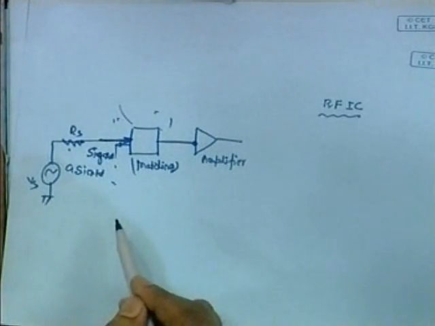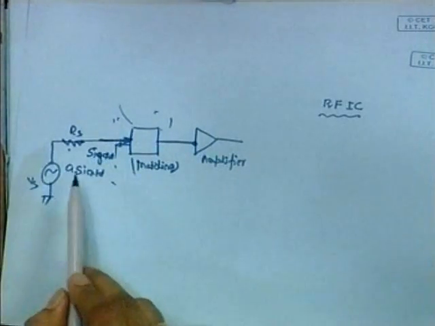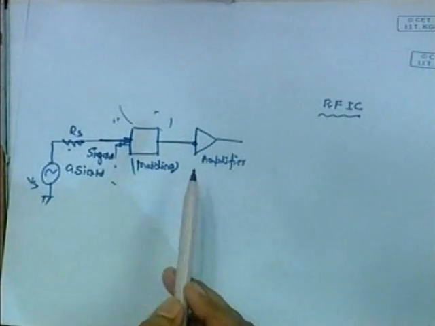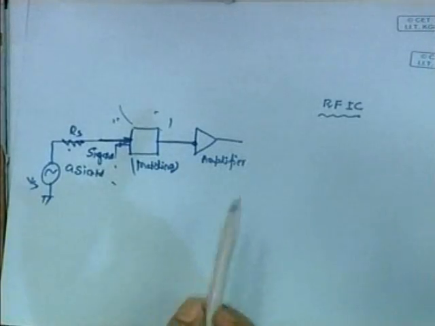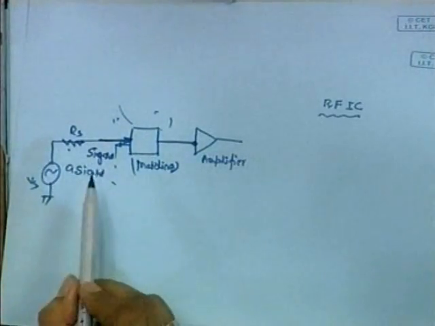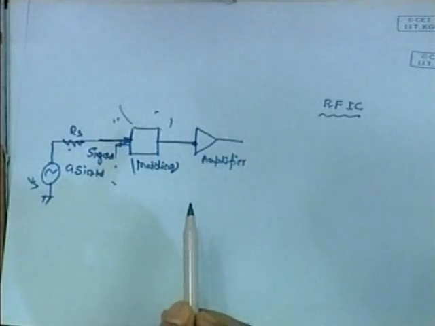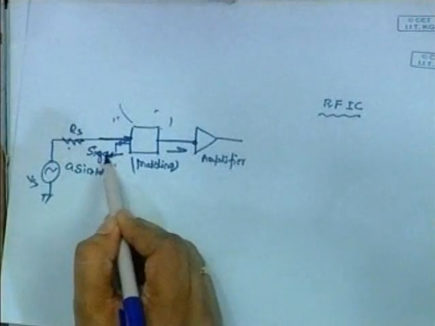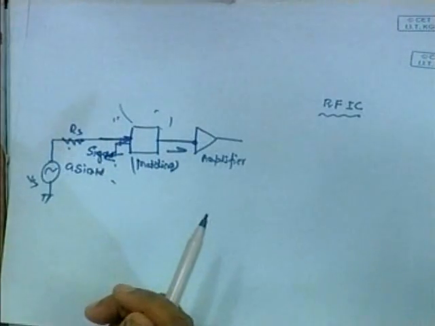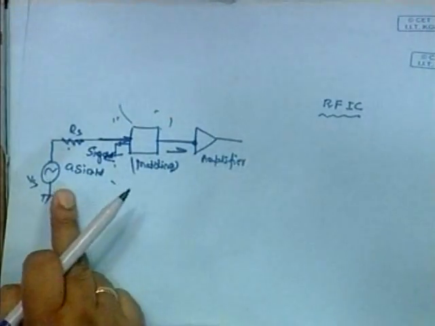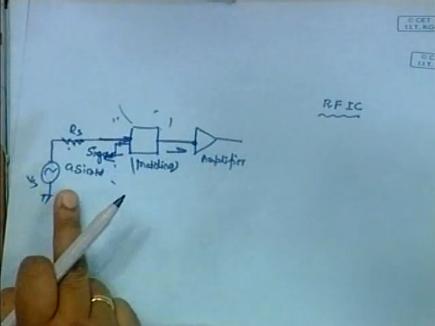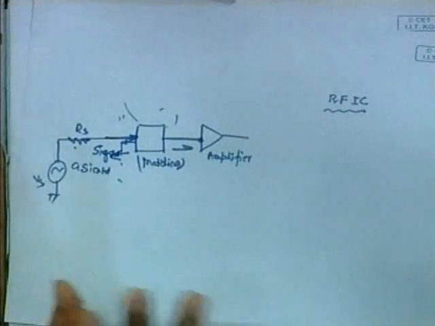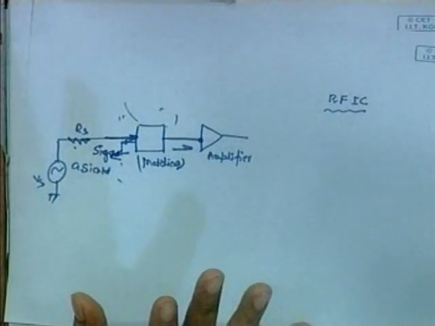But is it so? Because the Rs is not pure resistance, or the devices are not resistive, they have a capacitive and inductive part also. So you need a matching circuit which will ensure that the effective impedance as seen from this end and as seen from this end would be the same. So your device should see a 50 ohm impedance, and your source should also see a 50 ohm impedance. Then and only then the maximum power gets transferred.